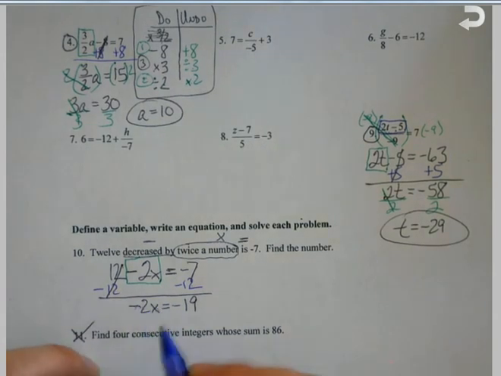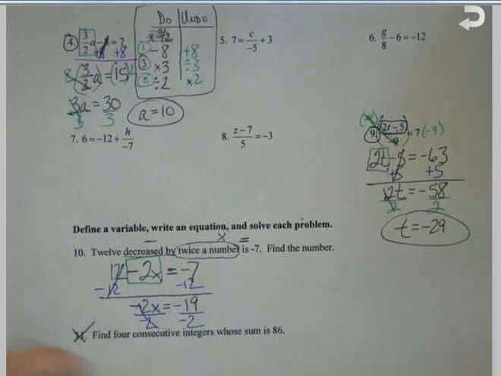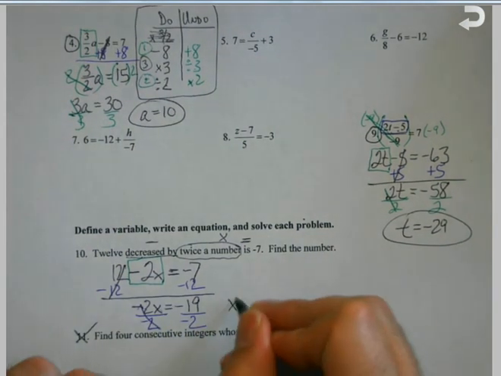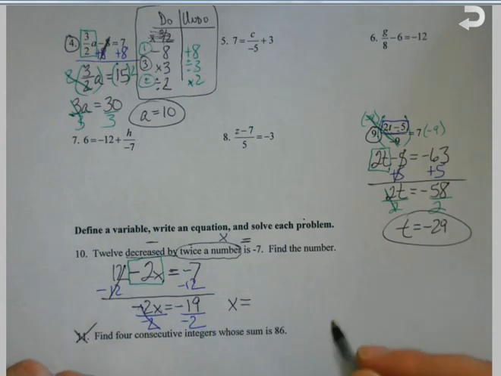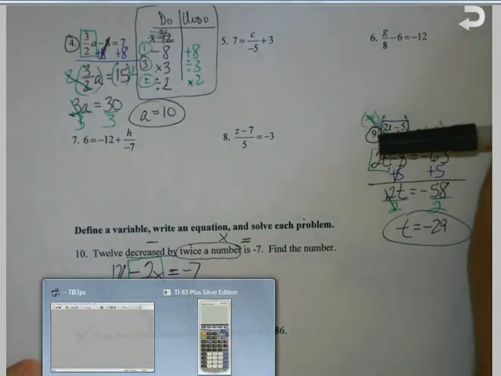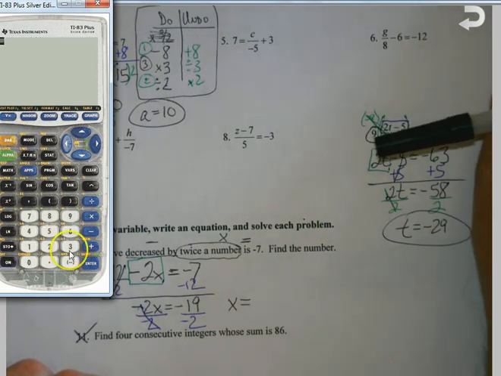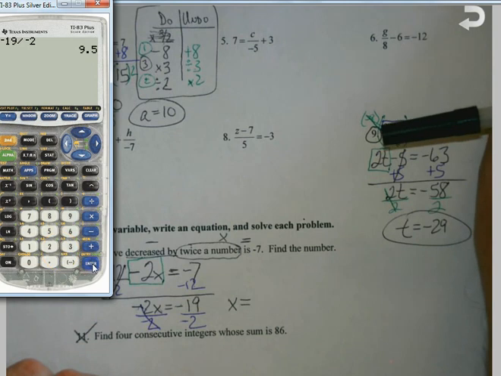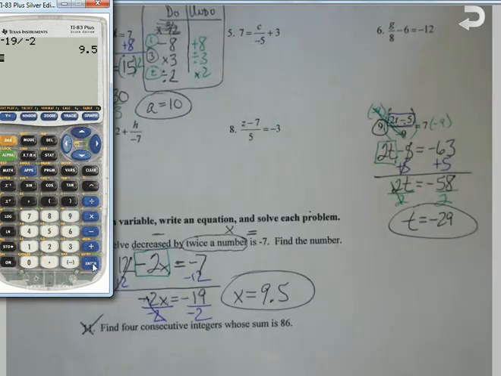So to undo multiply, we divide. And it's okay to get decimal answers or fraction answers. A negative divided by a negative is a positive. And if we do 19 divided by 2, oops, let me get out of there. Negative 19 divided by negative 2. 9.5. And we're good to go.